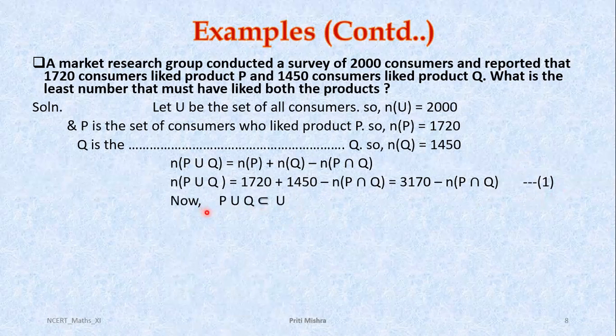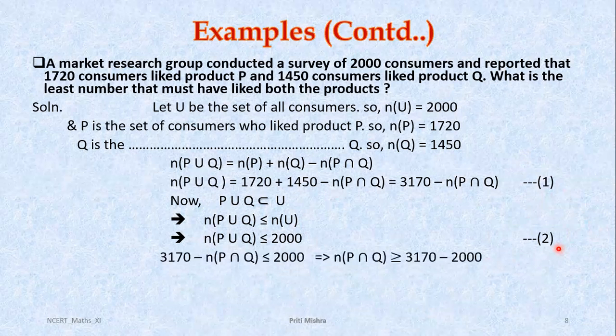As you know, P and Q are subsets of the universal set, so their union will also be a subset of the universal set. It means the cardinal number of P union Q will always be less than or equal to the cardinal number of the universal set, meaning N of P union Q is less than or equal to N of U. N of U here is 2000, so I can write N of P union Q is less than or equal to 2000. We denote this as equation number 2.